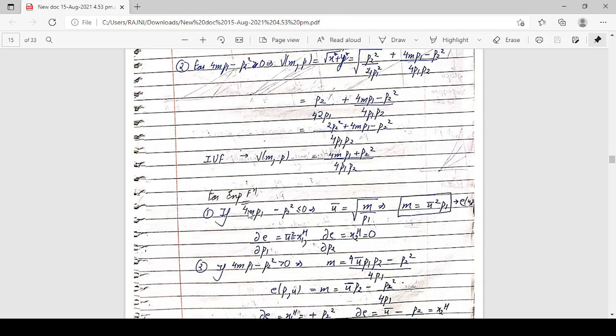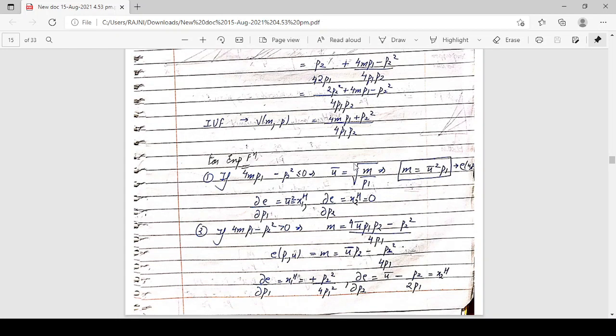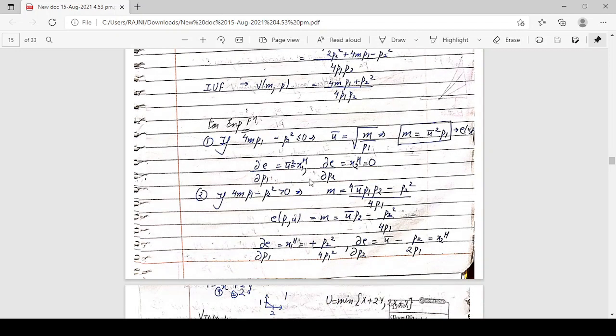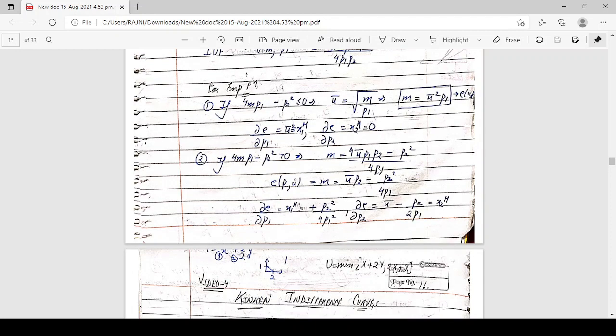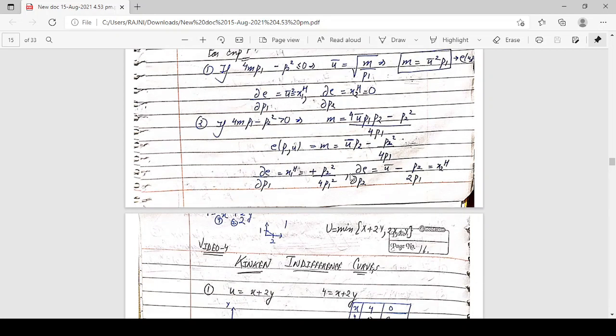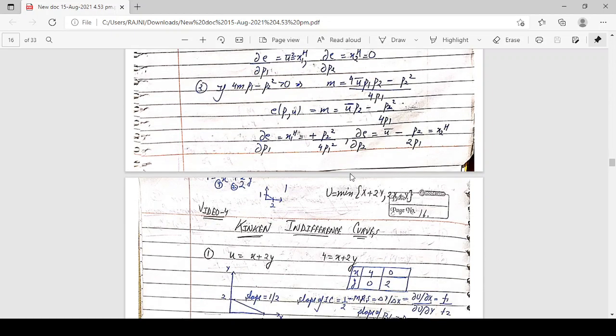Again, there will be two cases. Where 4m p1 minus p2 square is less than or equal to 0, you will be putting the quantity of x into the utility function, and you will try to find the income as a function of prices and utility. Now if you differentiate the income with respect to its own price, you will get the Hicksian demand function of the good with which you have differentiated the income. So x1 h is equal to u bar square, and x2 h will be equal to 0. And if 4m p1 minus p2 square is greater than 0, then this will be the expenditure function, and you will differentiate the expenditure function with respect to prices so as to get the demand for the good.